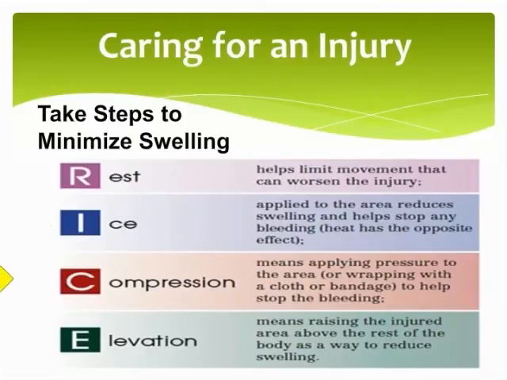The C stands for compression. Applying a pressure wrap around the injury can help to minimize swelling. Caregivers should ensure that the resident still has feeling in the extremity lower than where the compression wrap is applied. The E stands for elevation. By elevating the injury above the level of the heart, the fluid in the area can help drain back towards the heart.